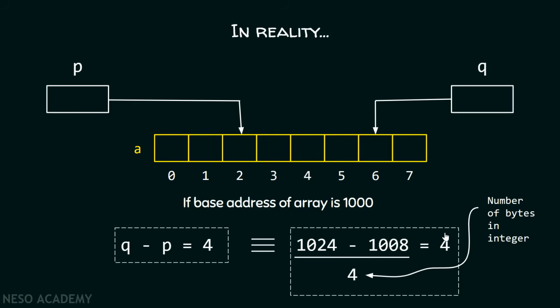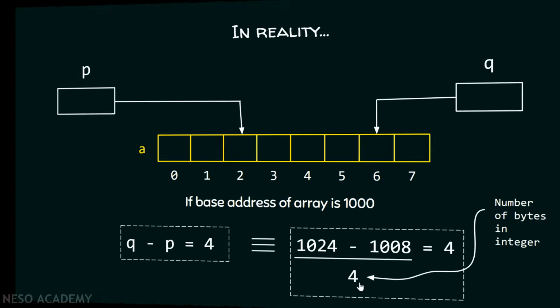Therefore, whenever we are subtracting two pointers, we cannot simply subtract their addresses. We must divide by the number of bytes. If the array contains all integers, then we must divide by the number of bytes an integer will take. If the array contains all characters, then we must put the number of bytes a character will take in the denominator. So this is what we should understand related to the subtraction between two pointers.